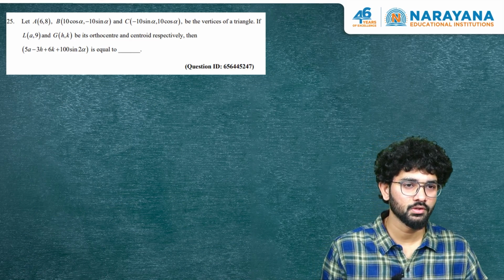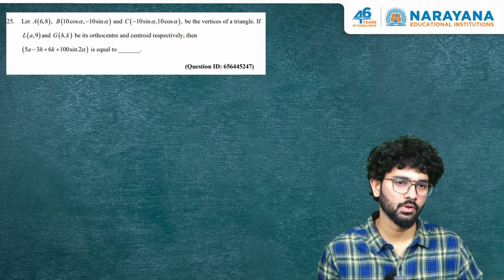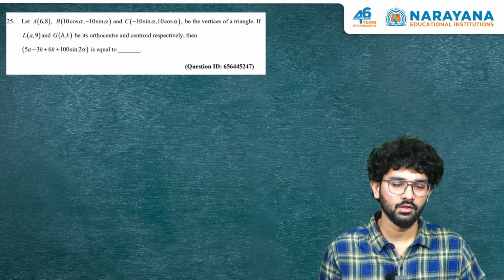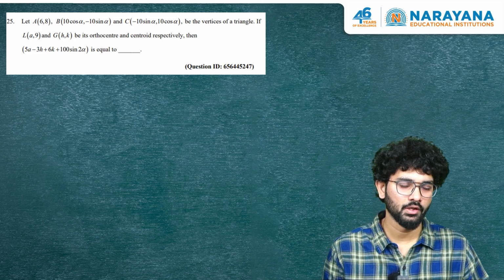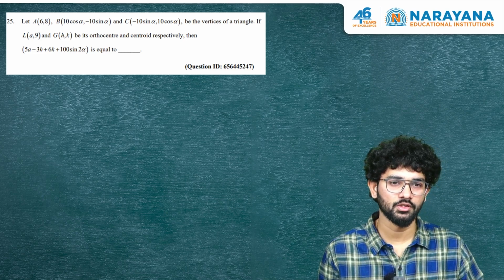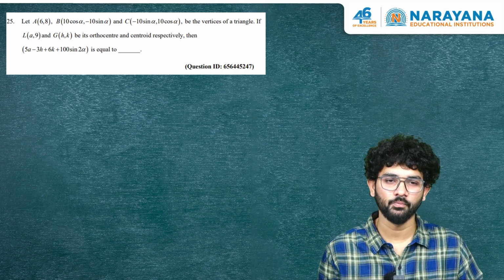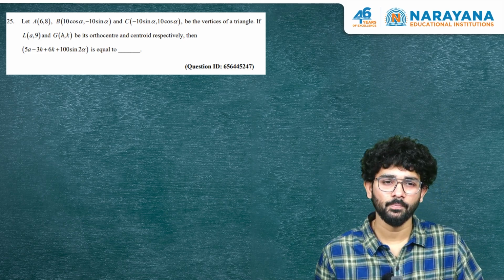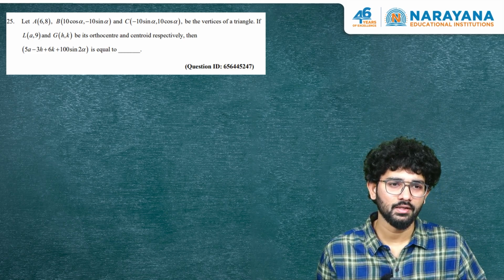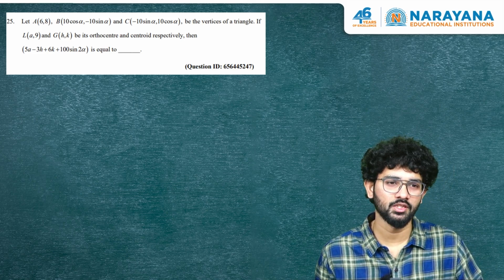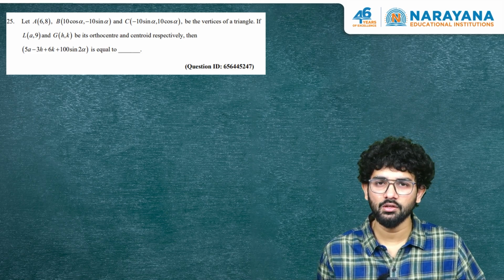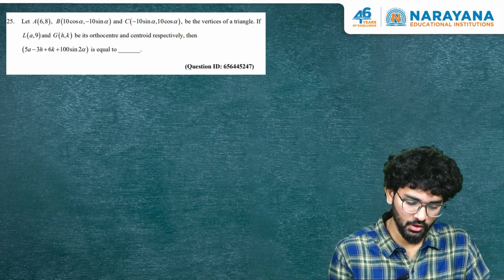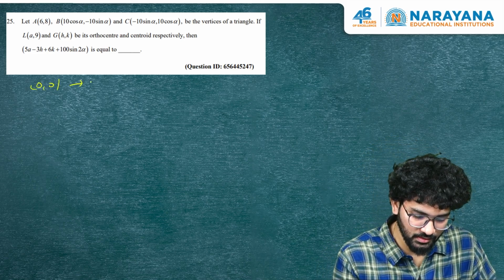So the 25th question: A(6,8), B(10 cos alpha, -10 sin alpha), C(-10 sin alpha, 10 cos alpha) be the vertices of a triangle. If (A,9) and (H,K) be its orthocenter and centroid respectively, then he is asking us to find some value. First, if you observe, all the points are at the same distance from the origin, because 6 squared plus 8 squared is 100, and similarly 100 cos squared alpha plus 100 sin squared alpha is 100. Similarly vertex C also. So from this we understood that the origin is the circumcenter.